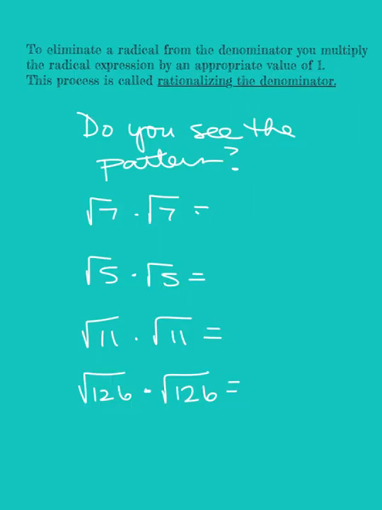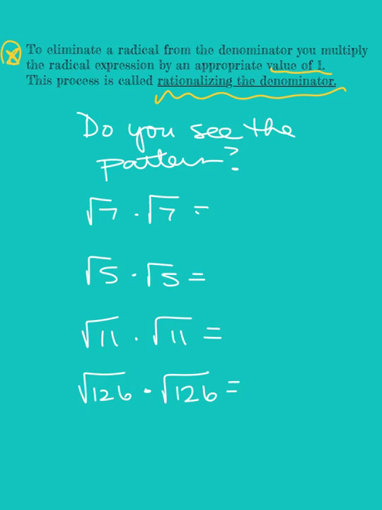Now to get us ready to rationalize the denominator, let's look at a few things. We have up here that says to eliminate a radical from the denominator, you multiply a radical expression by an appropriate value of 1, and we'll talk about that in the next few problems. When we're multiplying it by 1, we're not changing the value of the original problem. This process is called rationalizing the denominator. Now, rationalizing the denominator is a common term used in many math classes, so this really is an important concept.